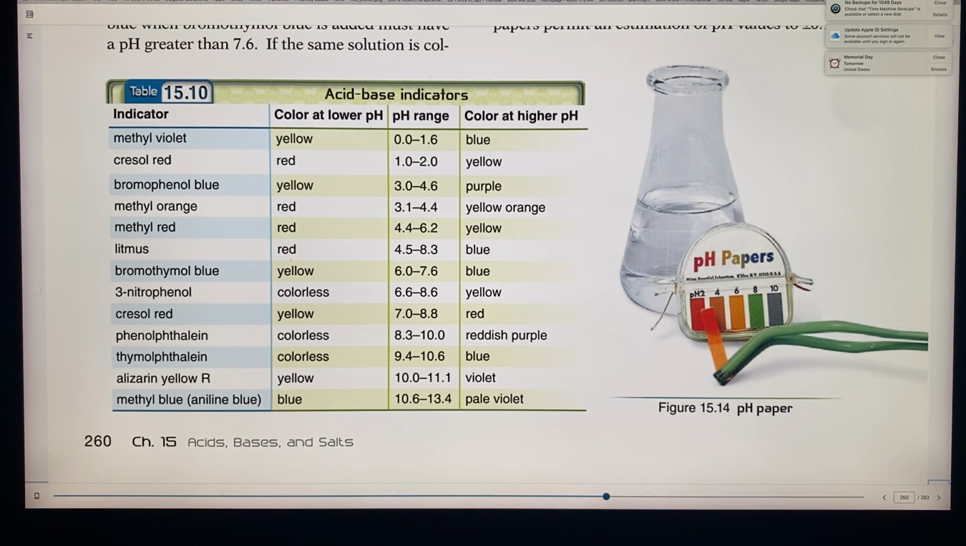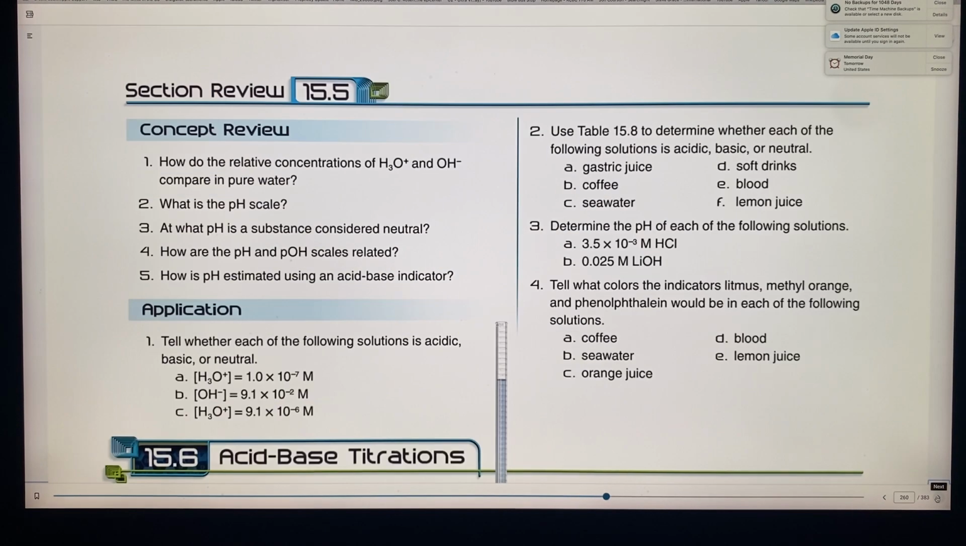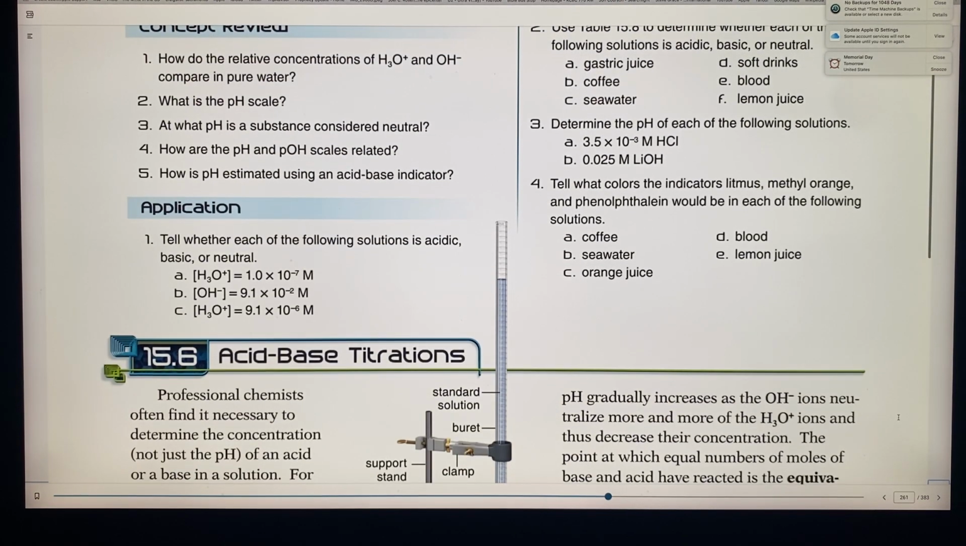So let's go back just to see how you do the pH. It's kind of fun. And so that's about it. I'm going to stop there.